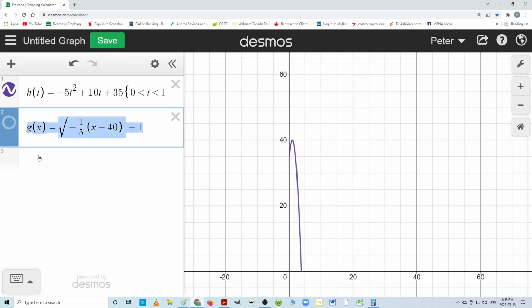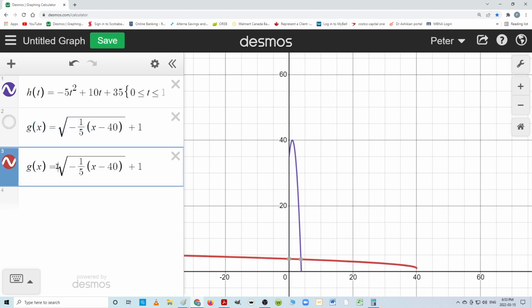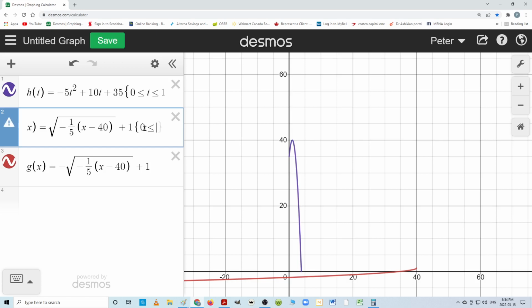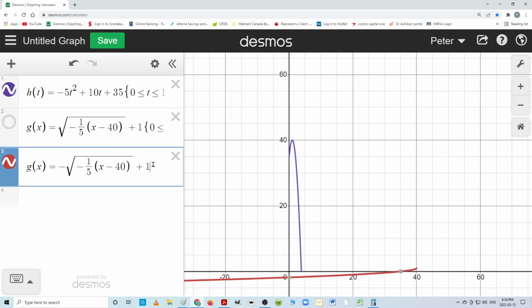And I also have to put both down, one with the negative. And then I would put the range restriction as the domain of the last one. Smaller or equal to x, smaller or equal to 40 for both of them. And that will restrict the drawing properly. There we go. Did it do it? Oh yeah.